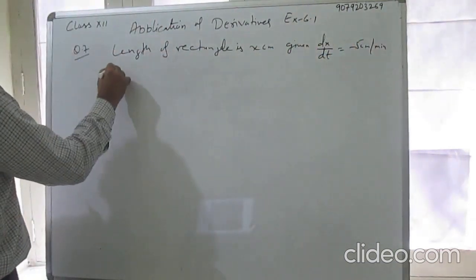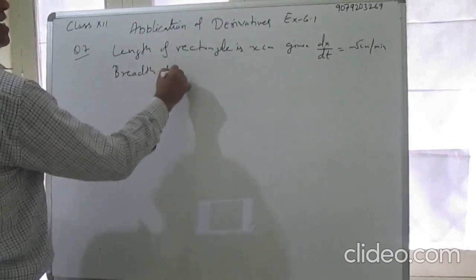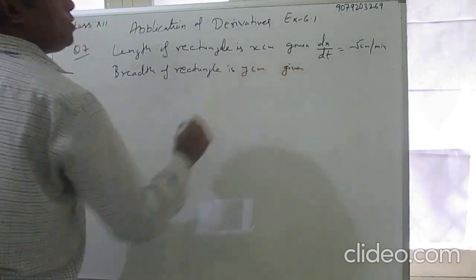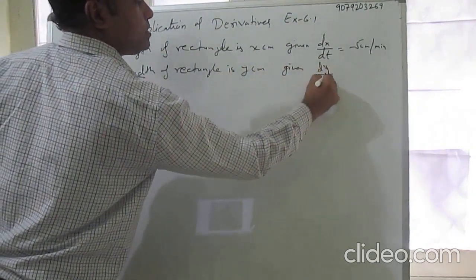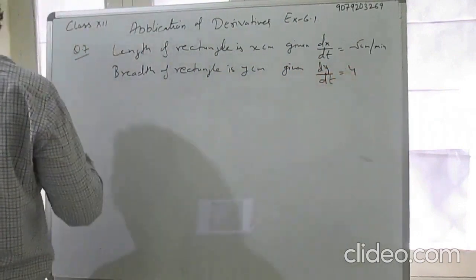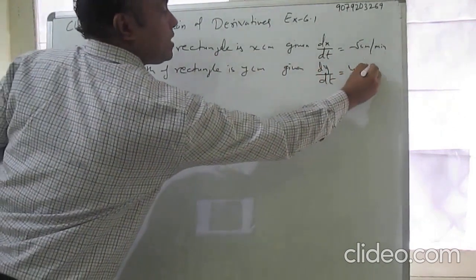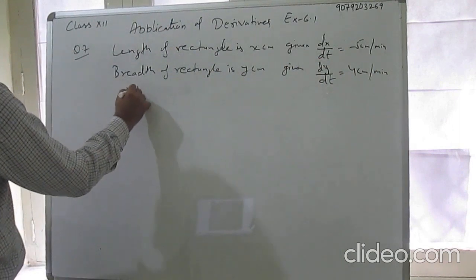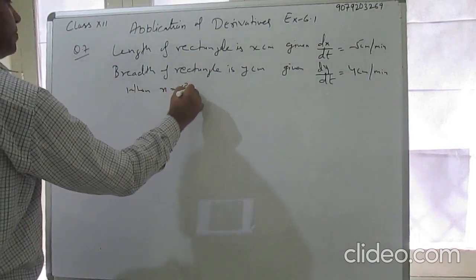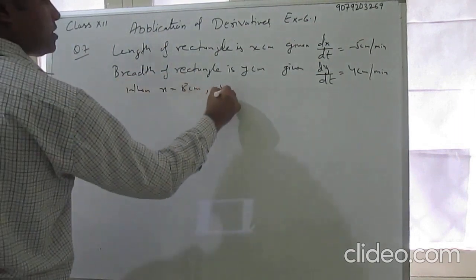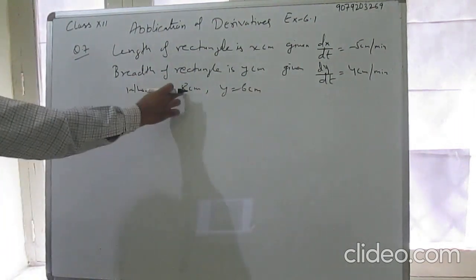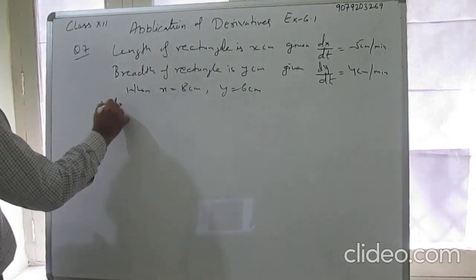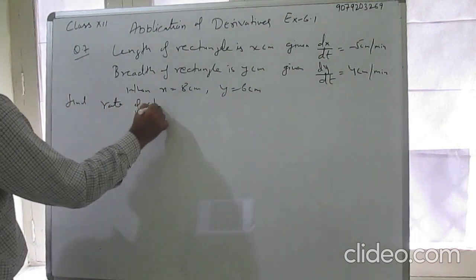Now breadth of rectangle is y centimeter, given to you dy by dt is 4 centimeter per minute. When x is equal to 8 centimeter, y is equal to 6 centimeter. Find the rate of change.